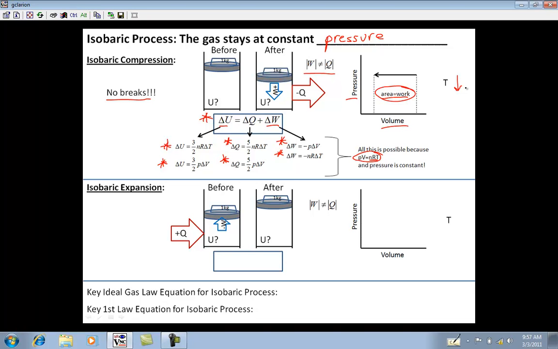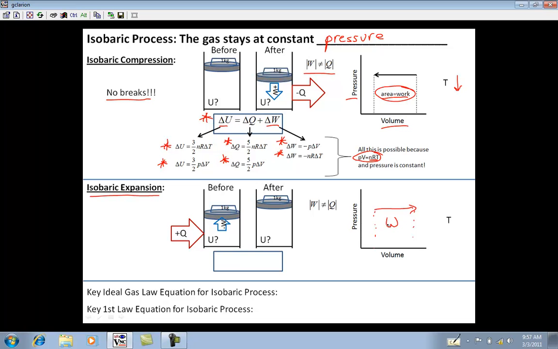The other isobaric situation is the isobaric expansion. In this case, the pressure volume graph looks like this. It just goes horizontal like that. The area is still the work. This area here is still the work, so that doesn't change.